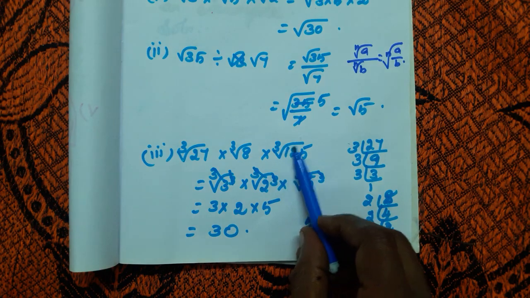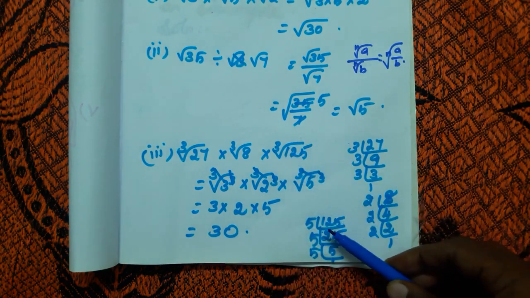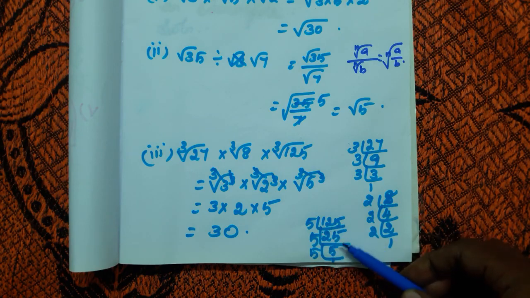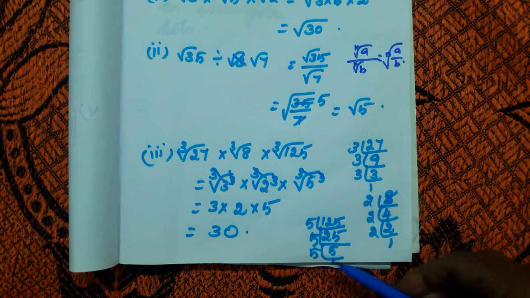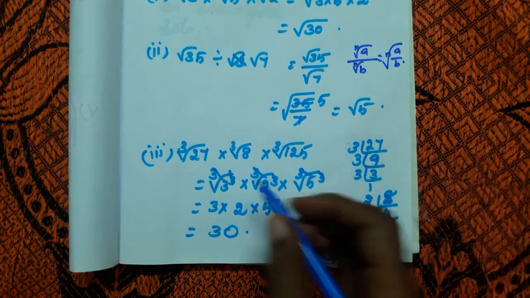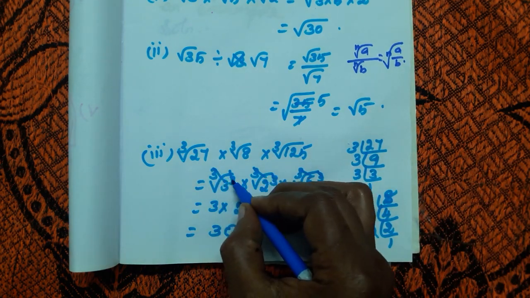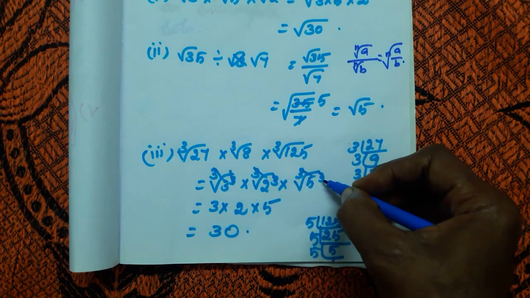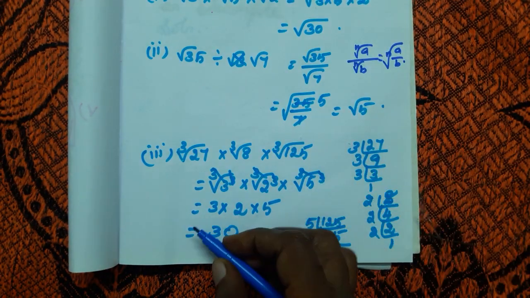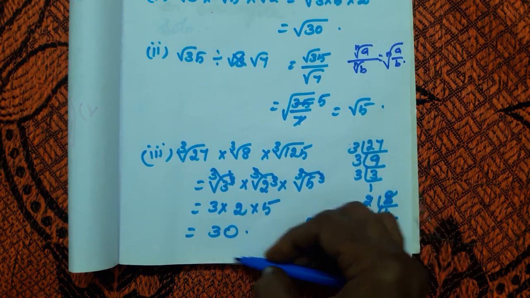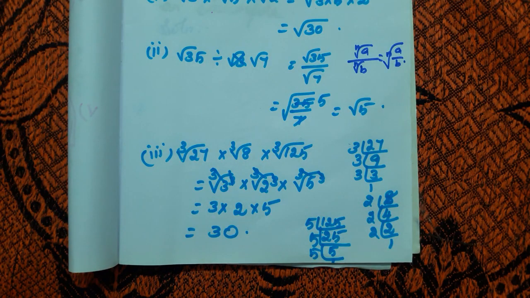Next, again, cube root of 125. When we are factorizing 125, 5 table. 5 5s are 25. Again 5 table, 5 5s are 25. Again 5 table, 1 5 is 5. So we can write cube root of 5 cube. Here the order and power same, so we can cancel. Here also order and power same. Here also order and power same. So we are getting 3 into 5 into 2 into 5 is equal to 30.